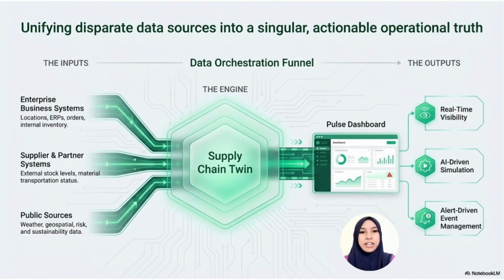However, this slide shows how multiple fragmented data sources are unified into one operational system. On the left, we have three main inputs: enterprise systems like ERP and inventory, supply and partner systems such as stock level and transport status, and public data like weather and risk indicators. All of this data flows into what is called a data orchestration funnel, which processes and integrates the information. At the center is the supply chain twin. This is a digital representation of the entire supply chain, allowing the business to simulate, monitor, and optimize operations in real time. The output is displayed through a dashboard, enabling three key capabilities: real-time visibility, AI-driven simulation, and alert-based event management. In short, the system transforms scattered data into actionable insight for faster, smarter decision-making.